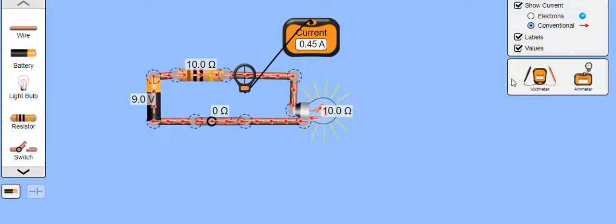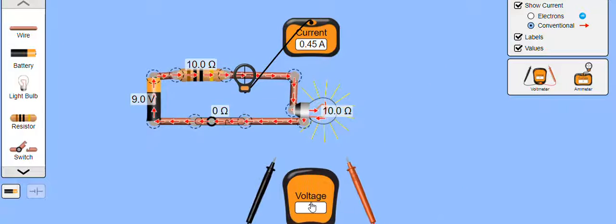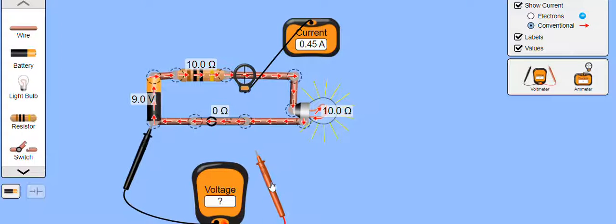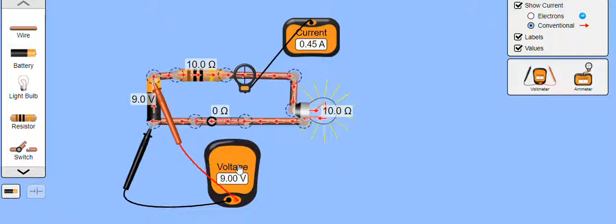We also have a voltmeter to measure the voltage of the circuit. We have to connect the ammeter in series to measure the current, and we have to connect the voltmeter in parallel to measure the value of voltage, as you can see. Now you can see that we are using the 9 volt battery, and the voltmeter is also showing that the voltage of the battery or cell is 9 volt.